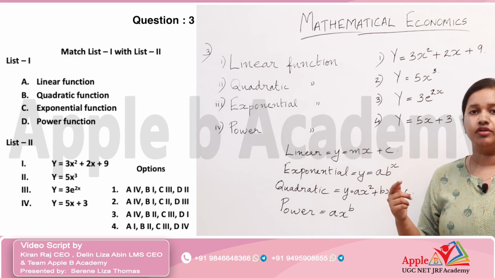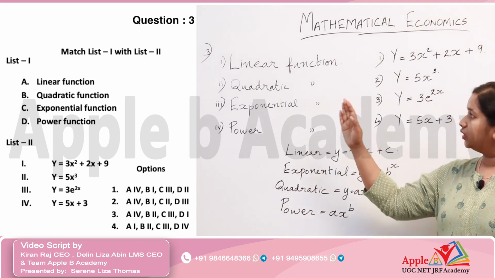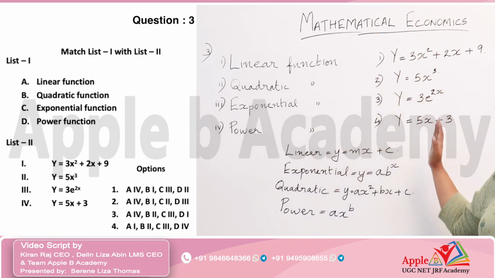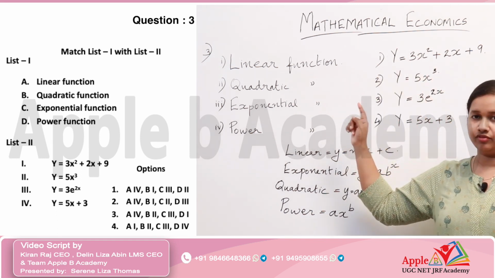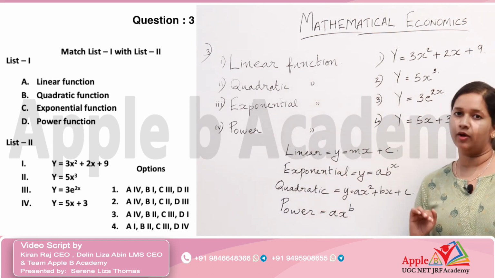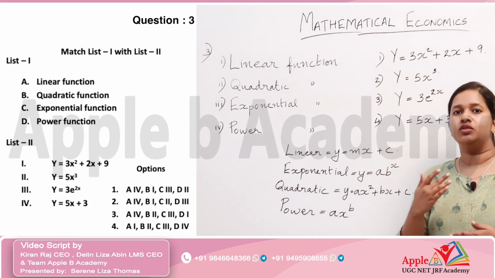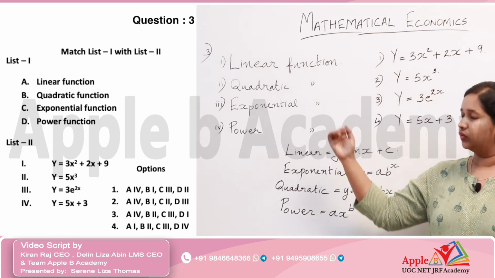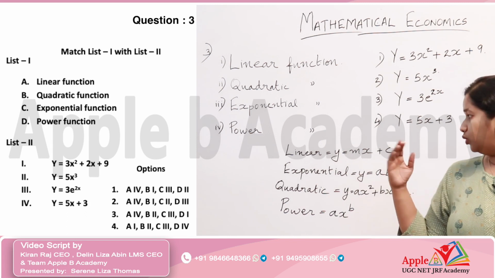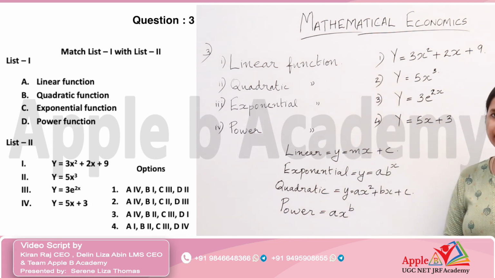So we have linear function, quadratic function, exponential function and power function. Now we need to see among these four options which is a linear function, which is a quadratic function, which is an exponential function, which is a power function. In order to understand that, first we need to see the general equation for these functions. So now let's look at the general equation for linear function.